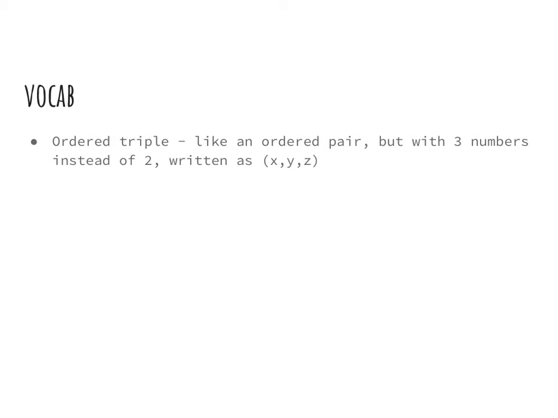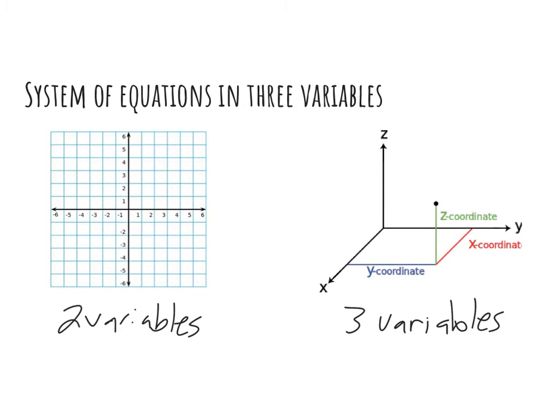We got an ordered triple, which is basically an ordered pair, but with three numbers instead of two, and we would write that as x, y, z. So here's where that z part comes in.